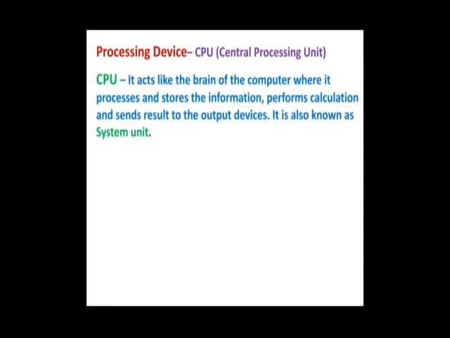Okay, so next move to the next one, that is processing device now. So I think you are clear with the output devices. So now we come to the processing devices. So the one processing device there is only CPU, Central Processing Unit. It acts like the brain of the computer, where it processes and stores the information. It performs calculations also and then sends the result to the output devices. So it is an intermediator between the input devices and the output devices. Yes, it is also known as a system unit.